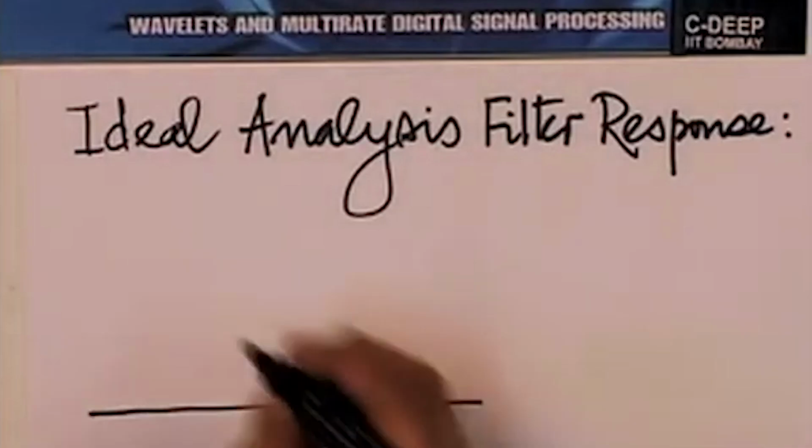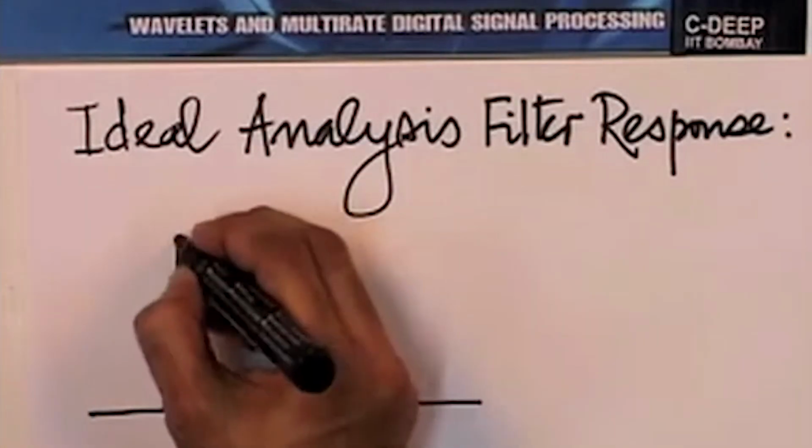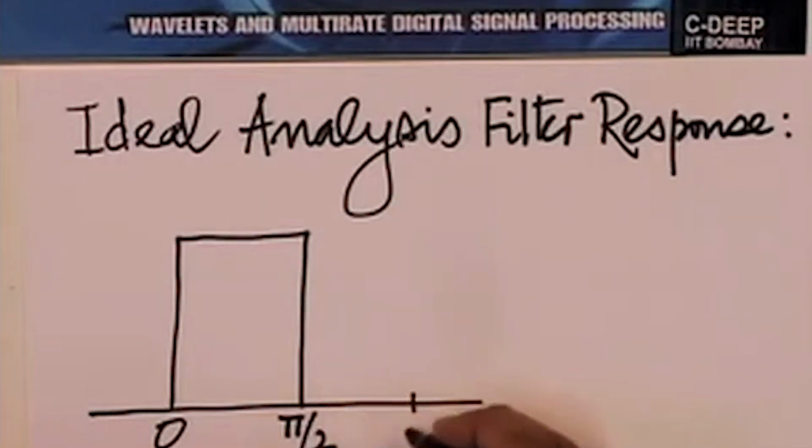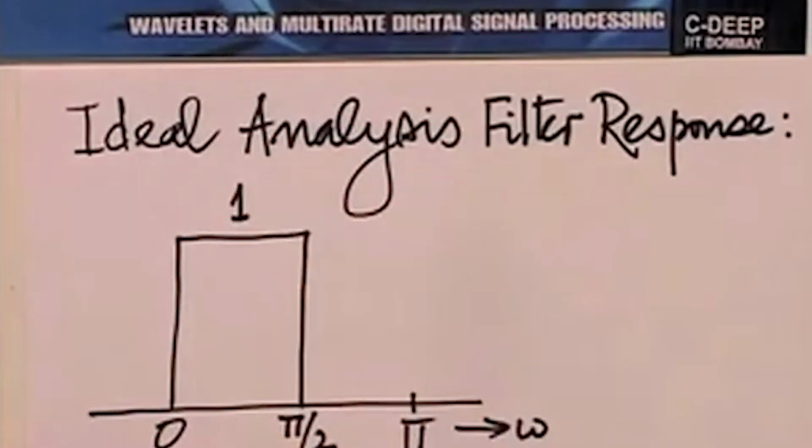So, the low pass filter should have a response that looks like this between 0 and pi. It must be 1 between 0 and pi by 2 and 0 between pi by 2 and pi, and this entire pattern must be mirrored between minus pi and 0, and of course, then repeated at every multiple of 2 pi. All this follows naturally from the properties of a discrete time Fourier transform or a discrete frequency response.